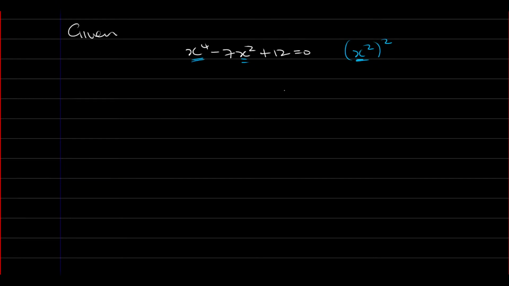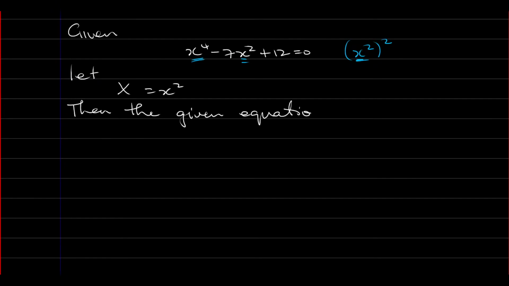So if I decide, I can say let X, and I'm going to use a capital X here, let X equal x squared. Right? If I let X equal x squared, then the given equation becomes X to the 2nd power minus 7X plus 12 equals 0.